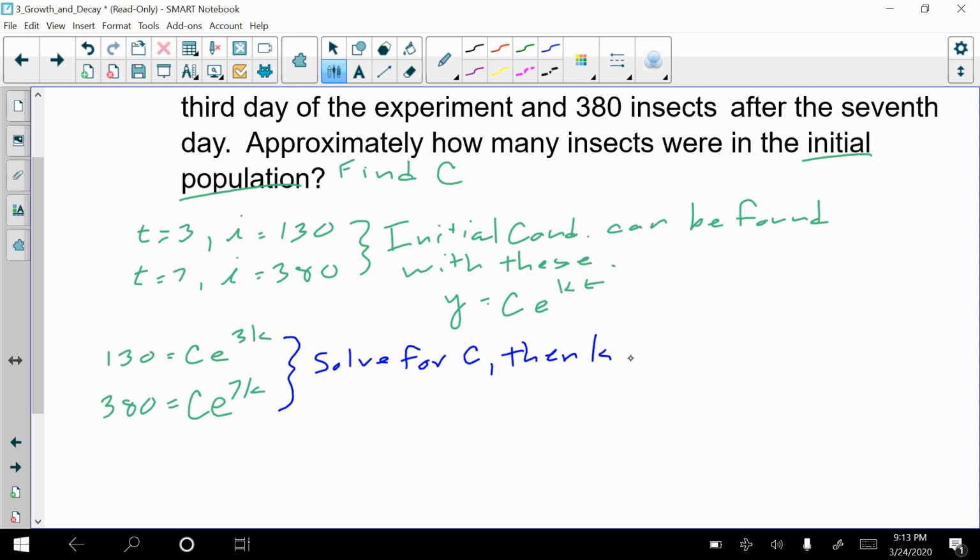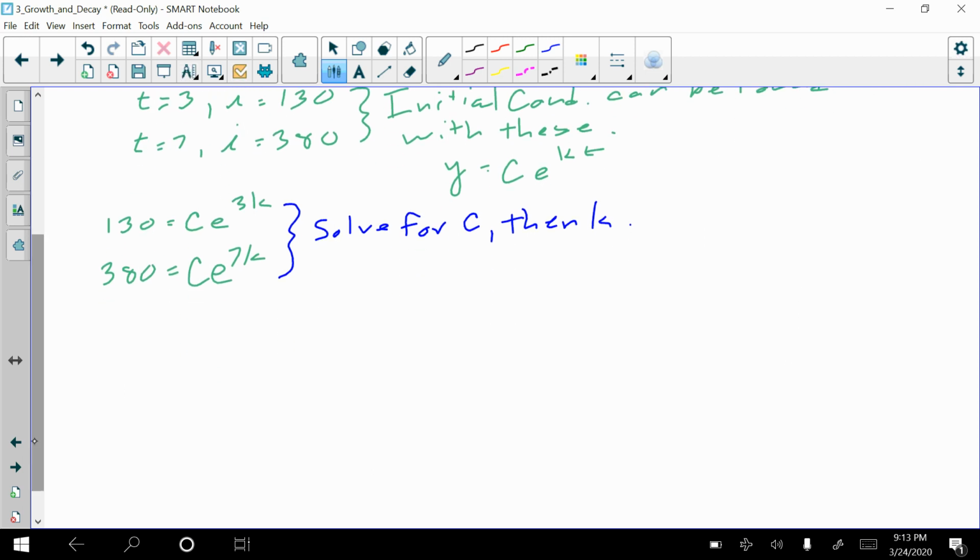Now, if I take the first equation, let's move down here so I have a little bit of room. I'm going to take this first thing that I have written, 130 is equal to C times e to the 3k. I'm going to divide by the e term to get C by itself. So that's going to give me 130 divided by e to the 3k power, and that is going to be equal to C. Now I don't actually know what C is, but I have an expression that I can substitute here to find C.